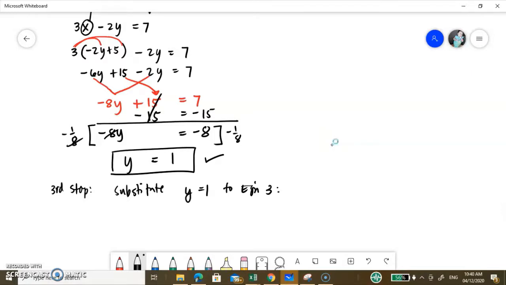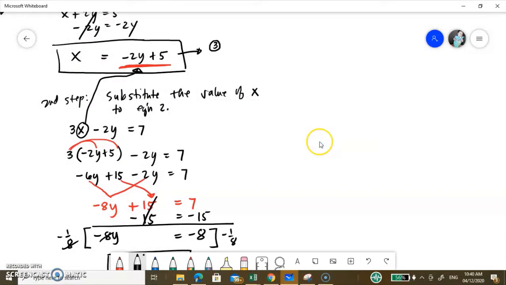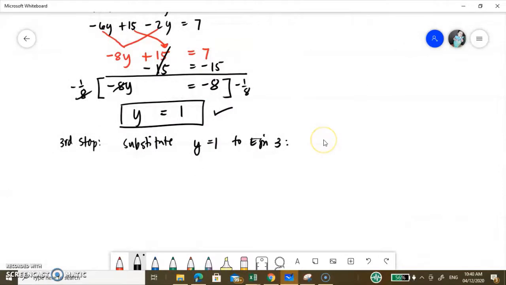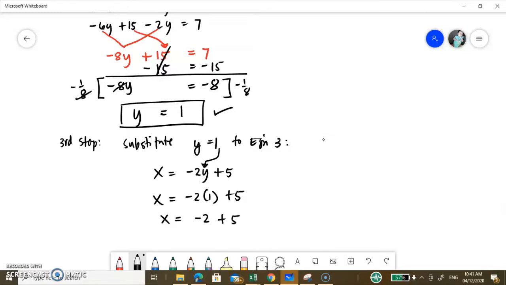So, our equation 3 is x equals, here, x is equal to negative 2y plus 5. X equals negative 2y plus 5. We just substitute y with 1. So, x would be equal to negative 2 times 1 plus 5. X would now be equal to negative 2 plus 5. So, combine, that's equal to 3. Okay, so what we found, a solution, is our x is 3, our y is 1. We can write it as an ordered pair, 3 and 1.